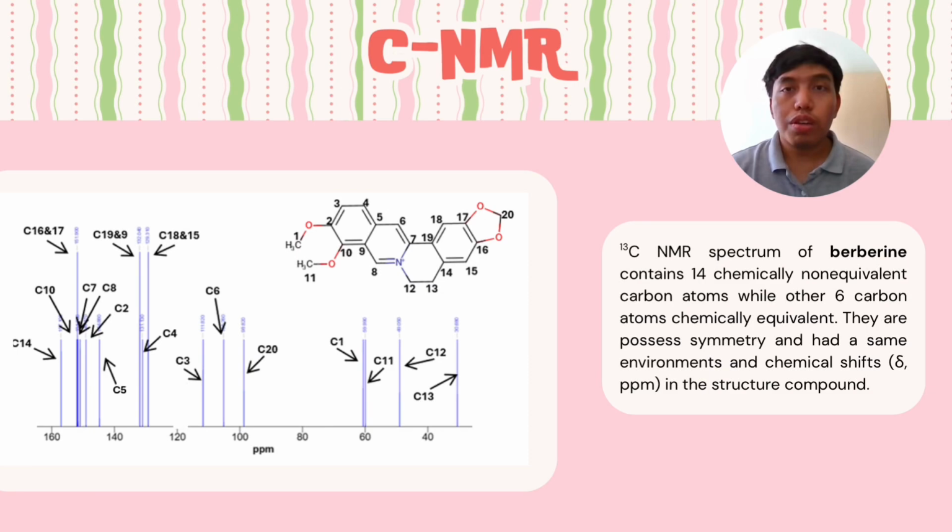So, we move to the carbon NMR of berberine, which contains 14 non-equivalent carbons and some symmetry, resulting in one signal peak for carbon 16 and 17, carbon 9 and 19, and carbon 18 and 15. This is a key characteristic of the benzodioxole and isoquinolinium in this structure.